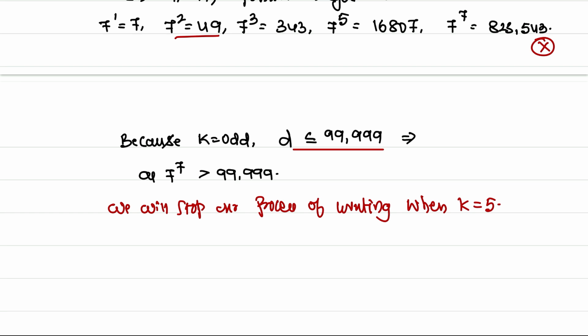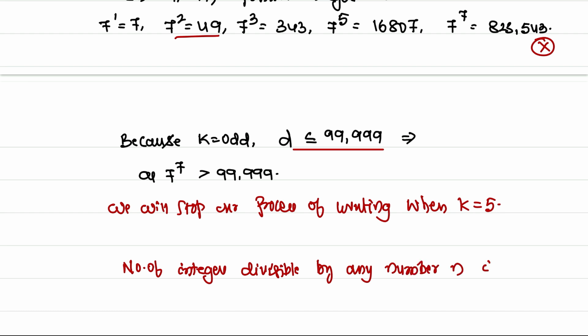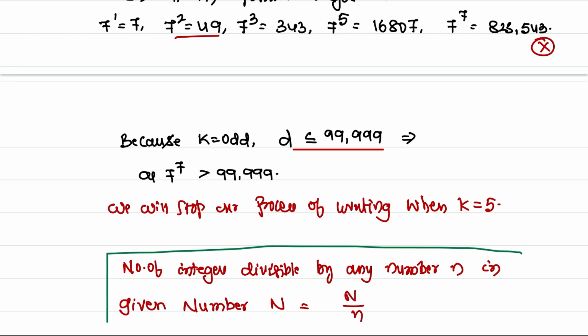This is very important. The number of integers divisible by any number n in a given number capital N is equal to capital N by n. Please, this is the rule of our number theory.